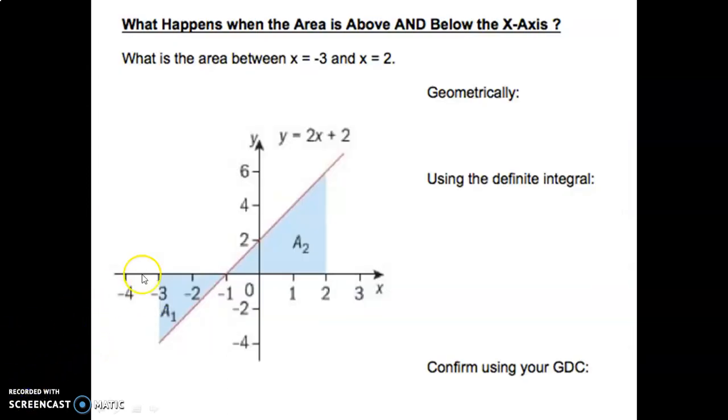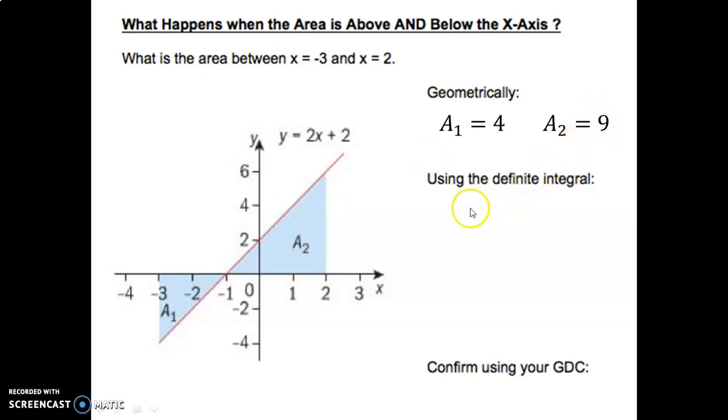And now let's look at something interesting that occurs. We have this line here. Notice the line is above the x-axis and below the x-axis as well. We want to know the area from -3 to 2, so that full area here. All right, geometrically, we have two triangles, right? So area 1, this triangle has an area of 4, and area 2, this triangle has an area of 9. We know the base is 3, height is 6. We can do that 3 times 6 divided by 2.